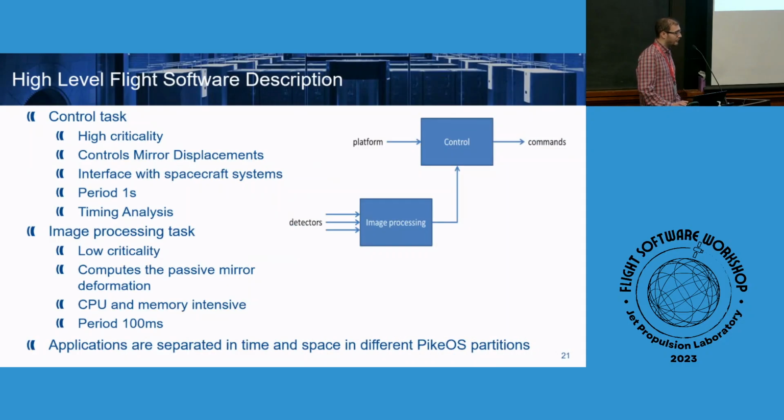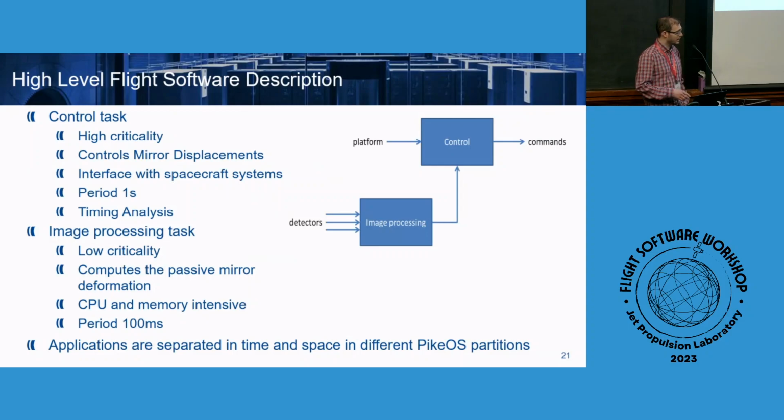Here you can see a high-level description of the flight software. Mainly, we have two tasks. One control task, which is high criticality, and this is in charge of controlling the mirror displacement. It's the one that interfaces with the spacecraft systems and has a period of 1 second. And this is the specific task that requires timing analysis.